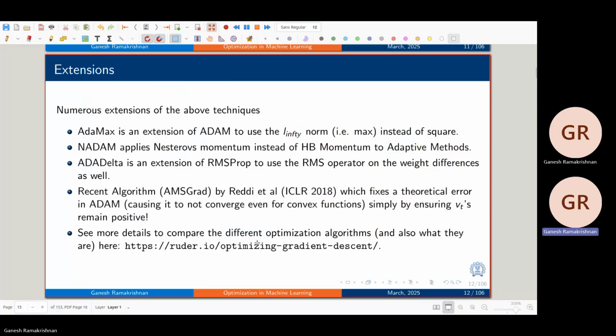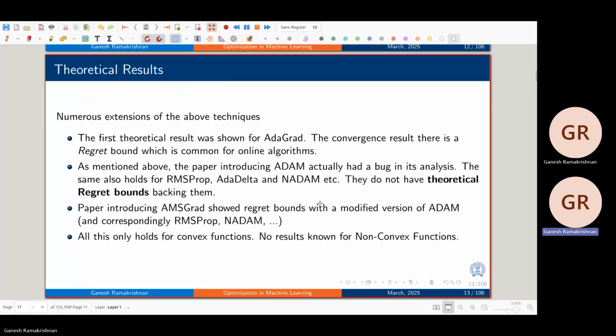So I think Rudder will give a little bit more detail. Even I'm not able to completely recall what that bug was, but there were many other extensions. Now I'll give a little prelude into what regret bound is about. How do you even prove or analyze the convergence of these algorithms? Very, very at a high level, I'll talk about regret bound.